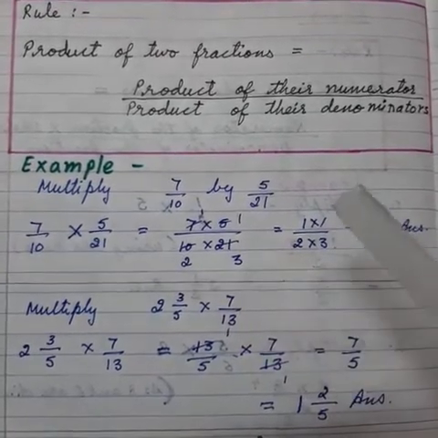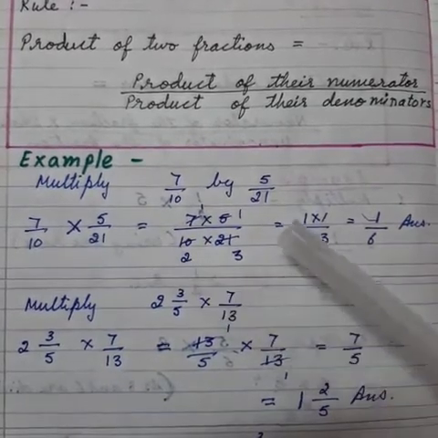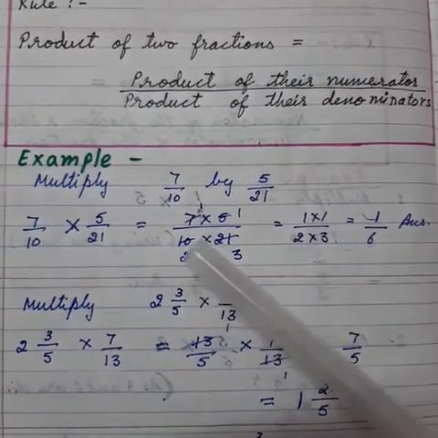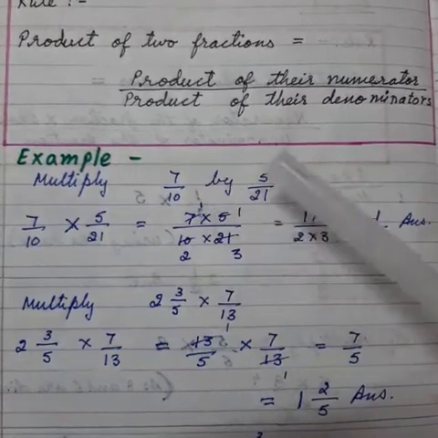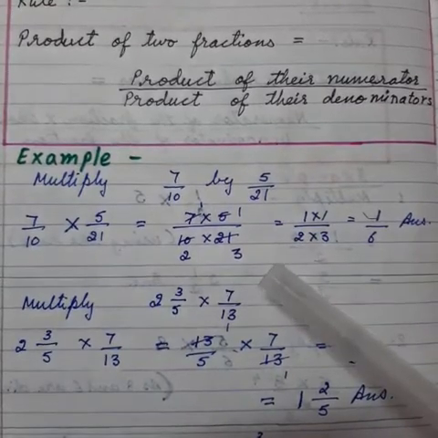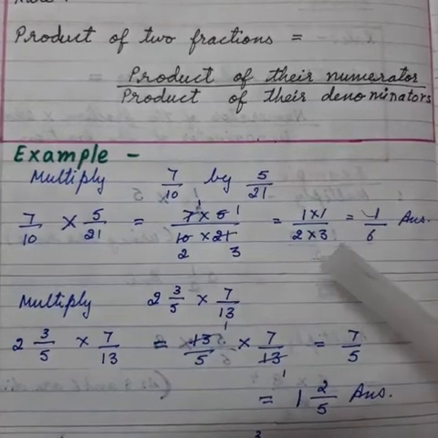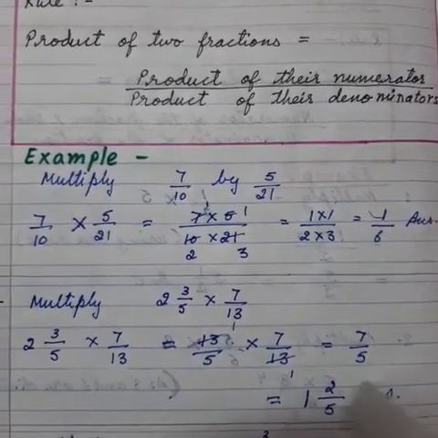Now I have already told you how to reduce the numbers. So we will simplify it by dividing. 5 divides 5, and 10 is also divisible by 5. Then 7 divides 7, and 21 is divisible by 7. We get 1 into 1 upon 2 into 3. Finally 1 upon 6 is our answer.